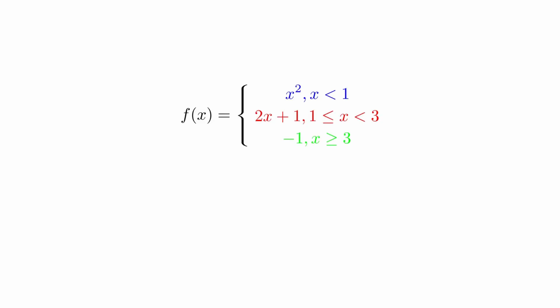All right, so we have the function f of x equal to x squared where x is less than 1, 2x plus 1 where x is greater than or equal to 1 and less than 3, and -1 where x is greater than or equal to 3. So as you see, we have a piecewise function, and what we're going to be doing is going over how to graph this piecewise function.